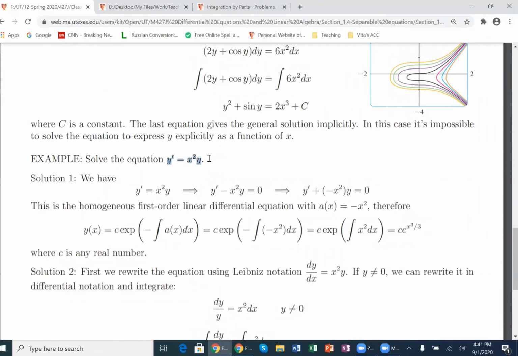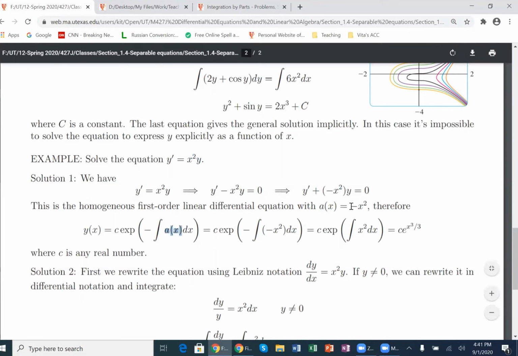Last example. Please take a look at this equation. Actually, here we do not need the separation of variables method. The easiest way to solve this equation is to recognize a first order linear differential equation, moreover homogeneous. So if we move this to the left, we get this. And now a of x is equal to negative x squared. So we replace a of x by negative x squared, done.